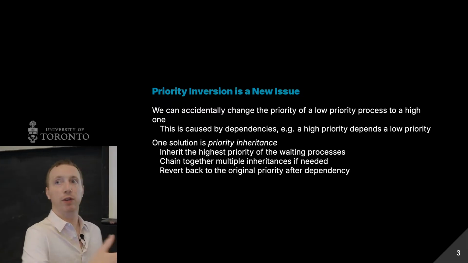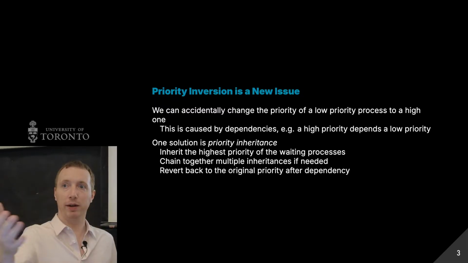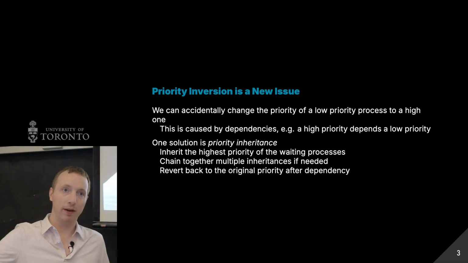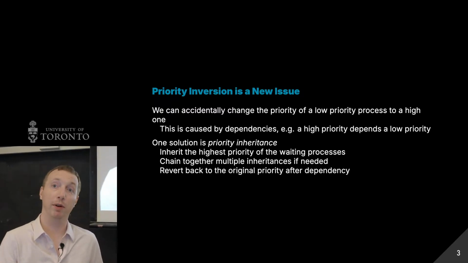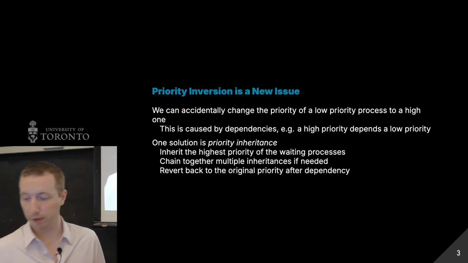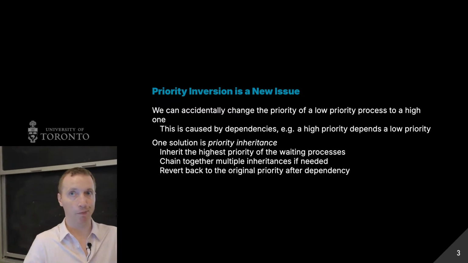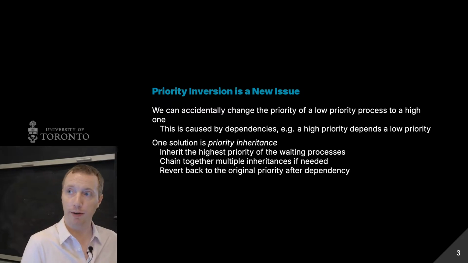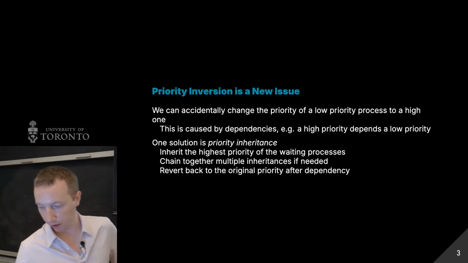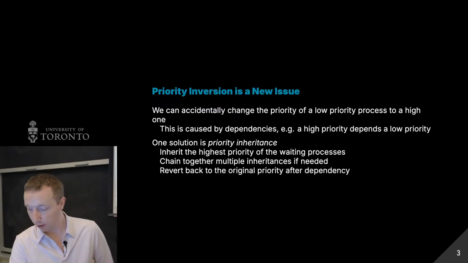And this can chain, right? One process can depend on another, and then that process depends on another. So the operating system would have to do that recursively in order to resolve that dependency chain and adjust the priorities so that a high priority process isn't depending on a low priority process. So that is one thing we can do.